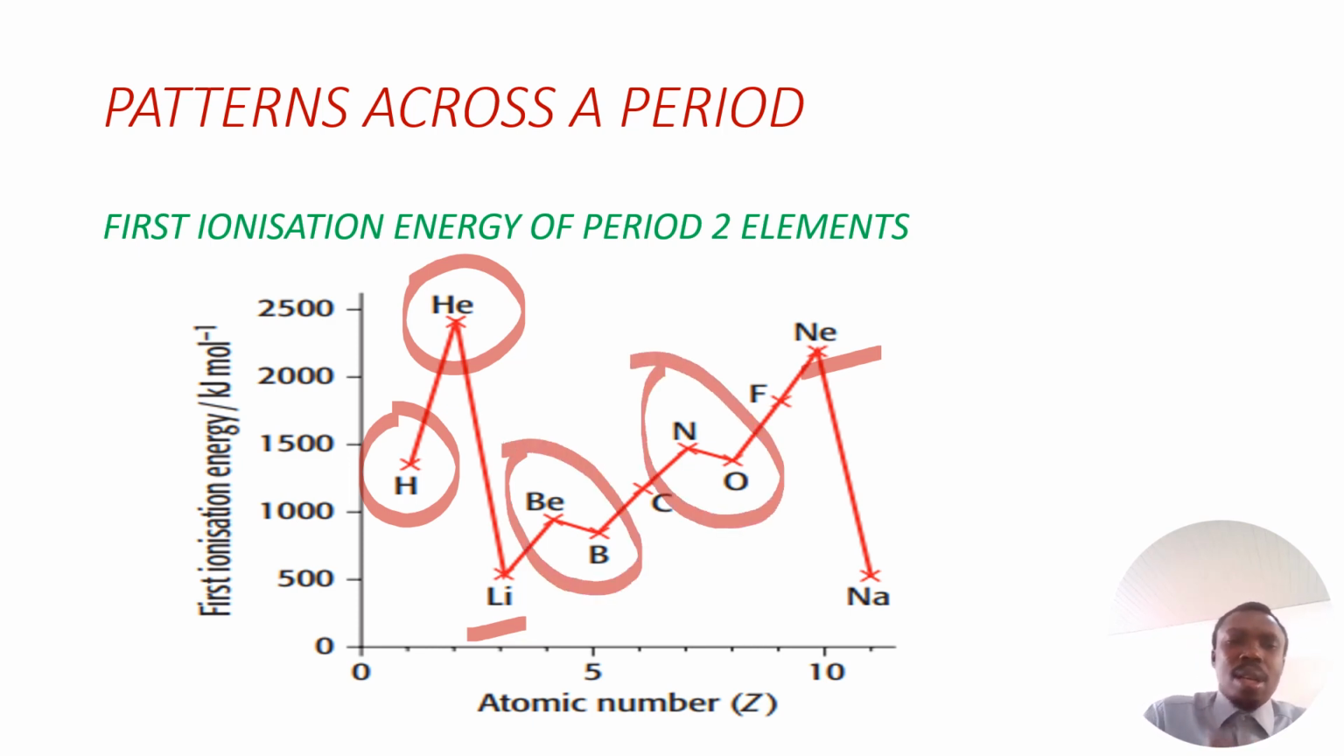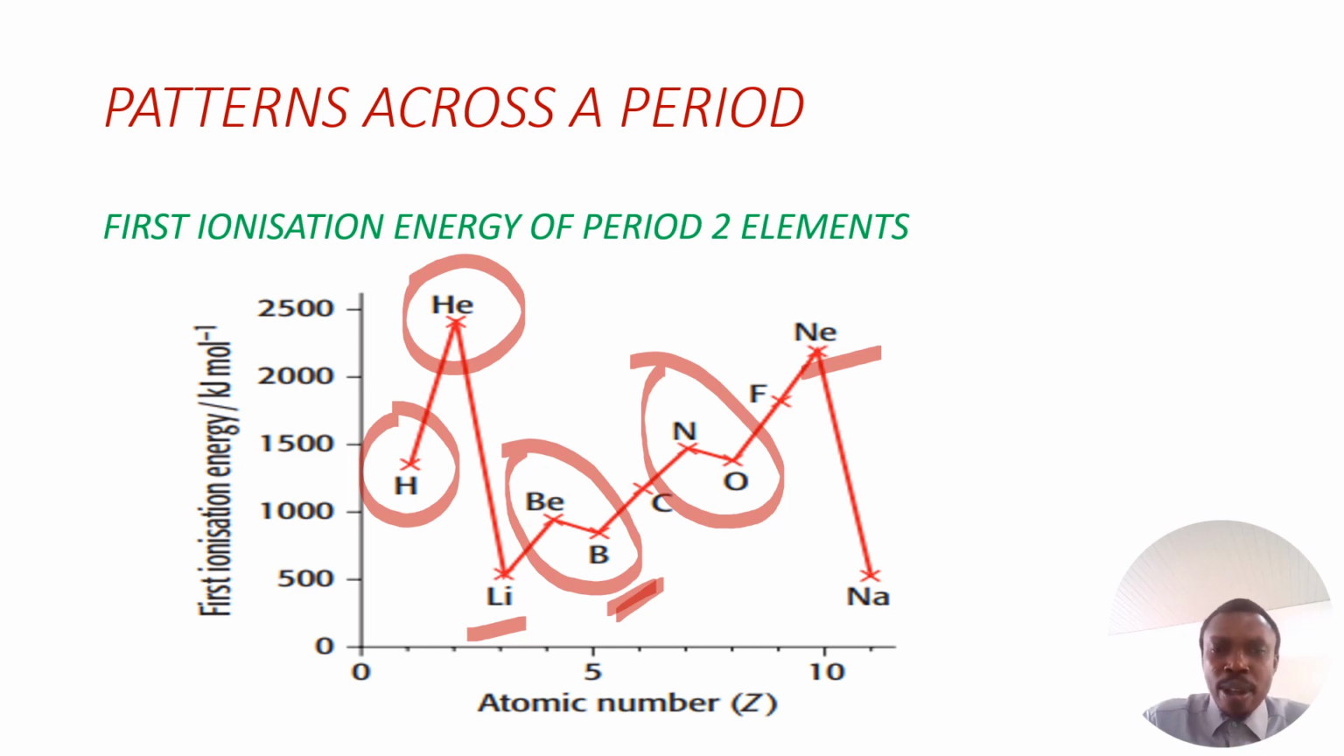Under normal circumstances, the ionization energy of boron is supposed to be higher than that of beryllium because of the number of protons, because of the atomic number. Boron is 5, beryllium is 4. So the ionization energy of boron is supposed to be higher than that of beryllium, based on the trend that ionization energy increases across the period. But there's a drop in boron. Then if you look at nitrogen and oxygen, oxygen is 8 and nitrogen is 7. So the number of protons of oxygen is more than that of nitrogen. That means the ionization energy of oxygen is supposed to be higher than that of nitrogen.